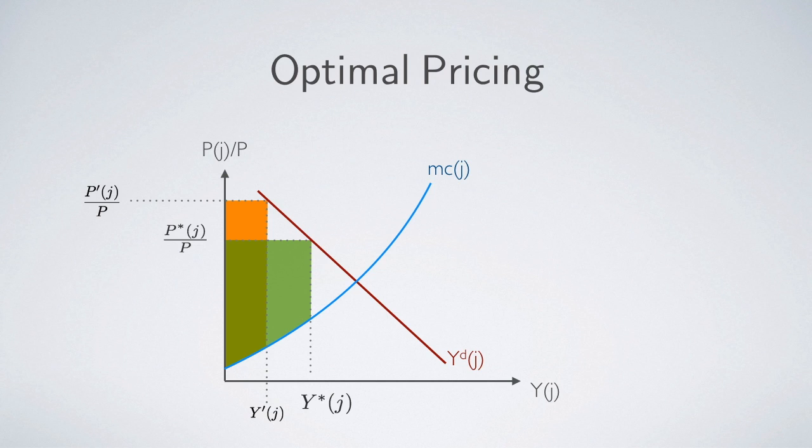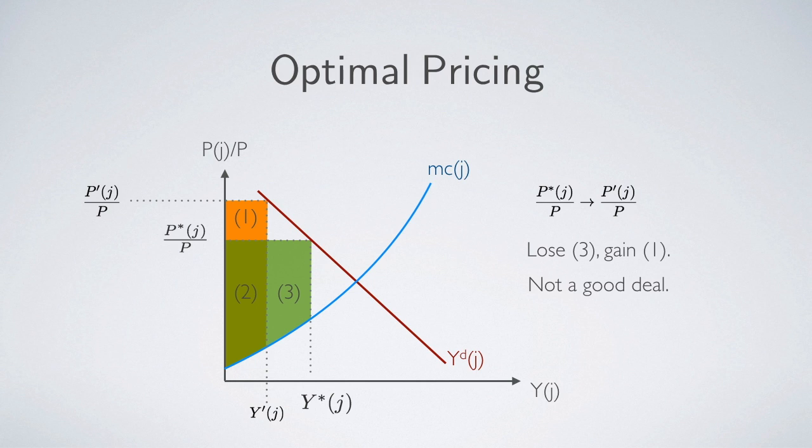There are three different areas: 1, 2, and 3. If the firm increases its price from P star over P to P prime over P, it will lose area 3 and gain area 1. Lose 3, gain 1. But as you can see, the loss of 3 is larger than the gain of 1, so it is not a good deal to increase the price so high to P prime over P.